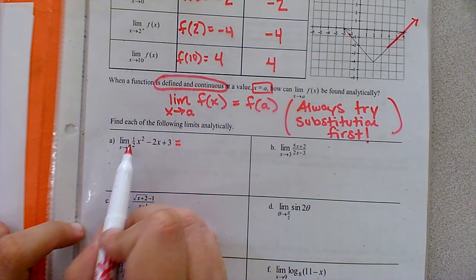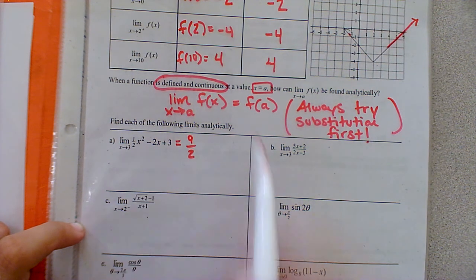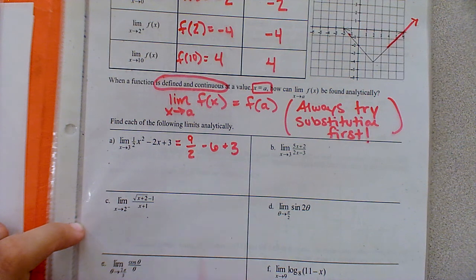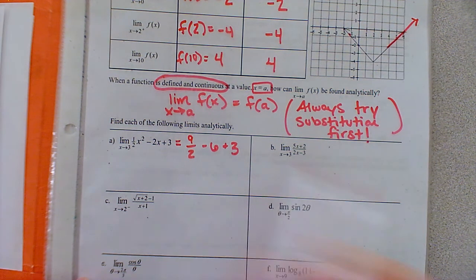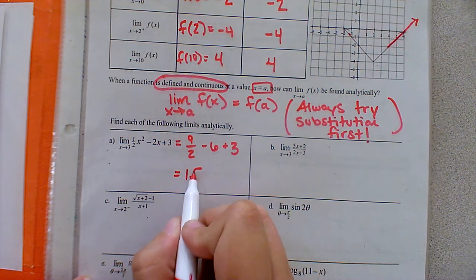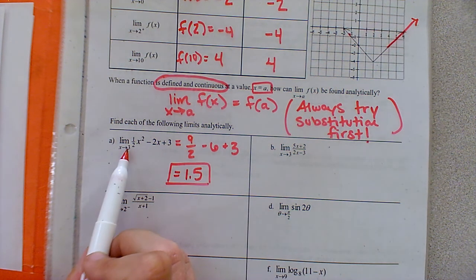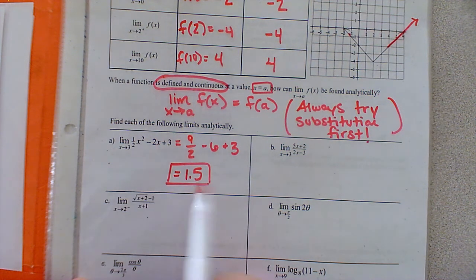3 squared is 9. Half of that, we'll have 9/2. Plug in 3, we'll have -6, and then a +3 on the end. So 4.5 minus 6 plus 3 would lead us to 1.5. So as we approach 3 from the left and the right of this parabola, our graph is approaching a height of 1.5. Okay, kind of simple.